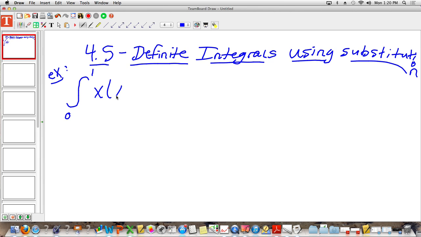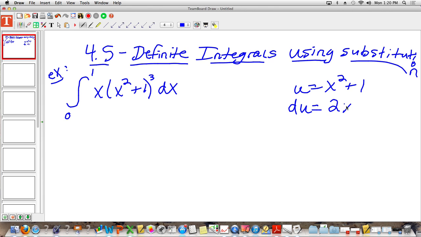X times x squared plus 1 to the power of 3 dx. So what am I going to do with u? X squared plus 1. Okay. U is equal to x squared plus 1, which of course then means that du is equal to what? 2x. 2x dx.